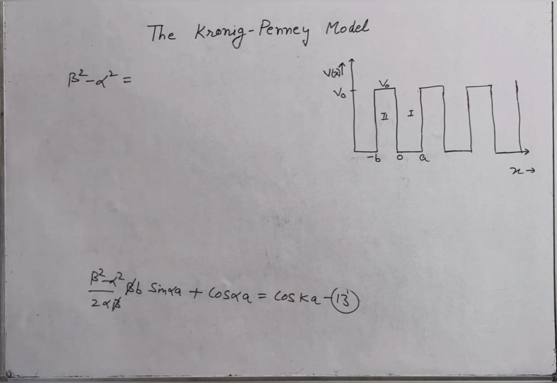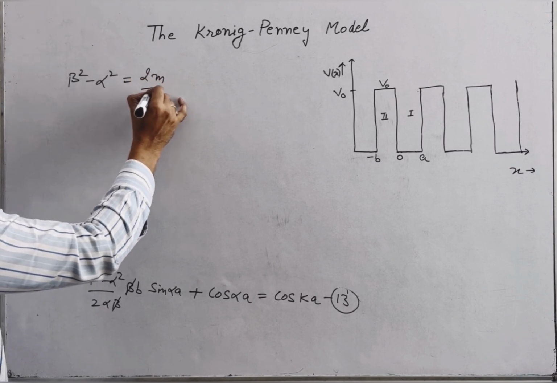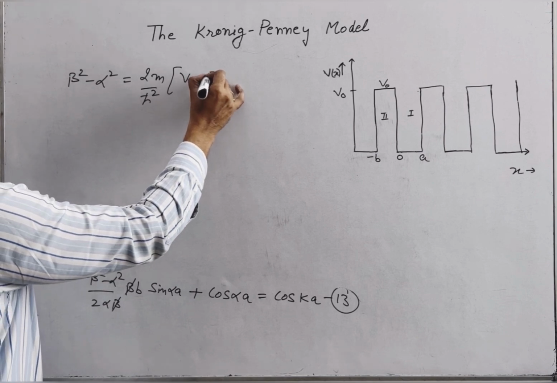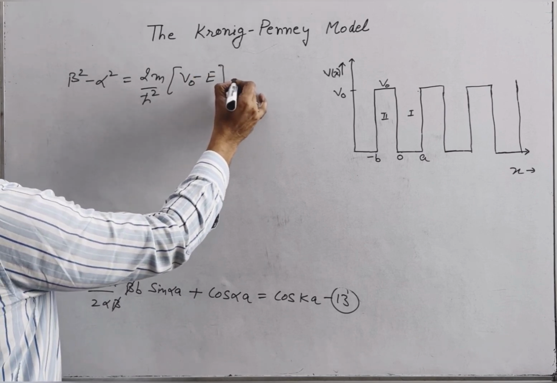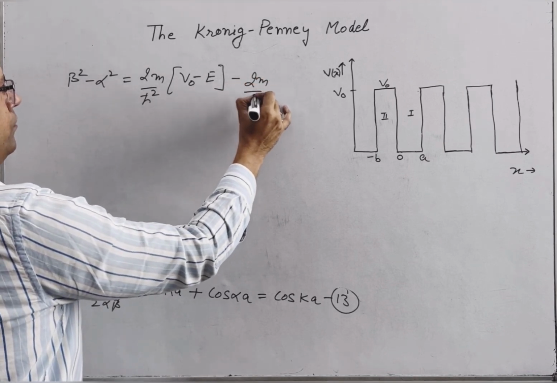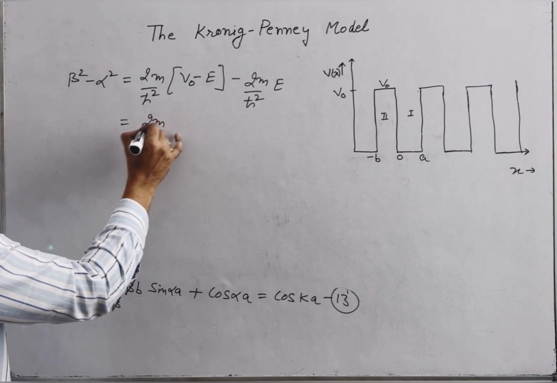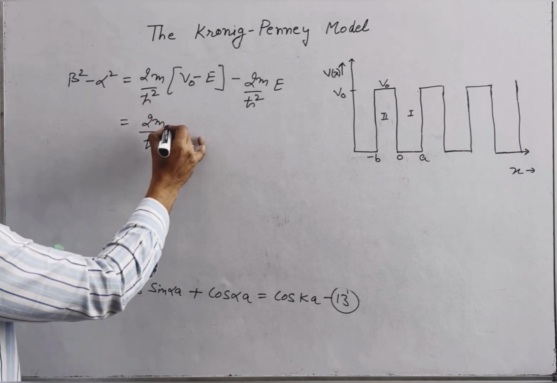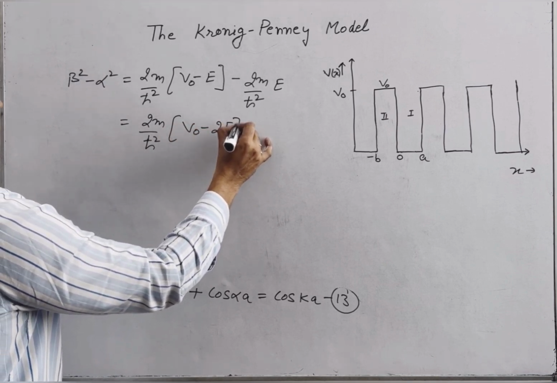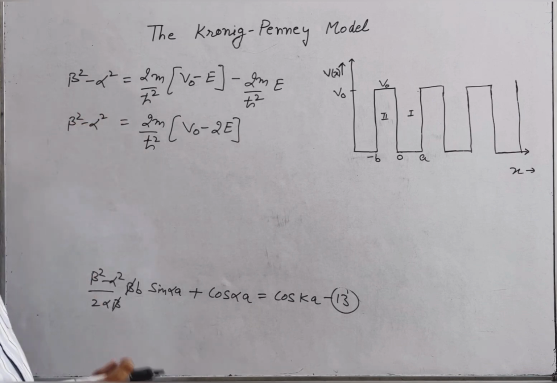From equation number 4, put the value of beta square, 2m upon h cut square (V naught minus E), minus alpha square is 2m upon h cut square into E. Then we have 2m upon h cut square (V naught minus 2E). This is the value of beta square minus alpha square.